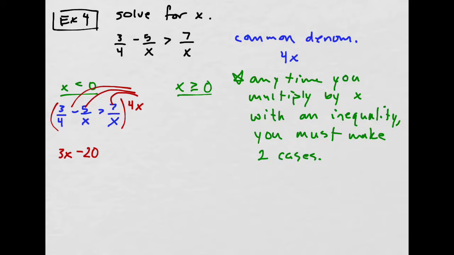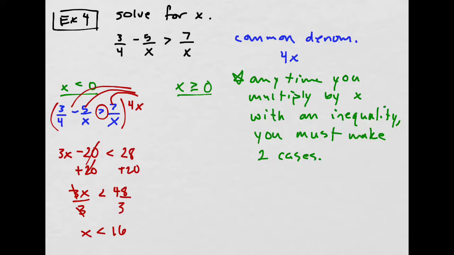And then I multiply by a negative, because x is negative, so I have to switch the sign to less than. And when I multiply this part, the x's cancel out, so I just get 4 times 7, that's 28. Then I can just solve it like normal. Plus 20, plus 20. 3x is less than 48. Divide by 3. x is less than 16.